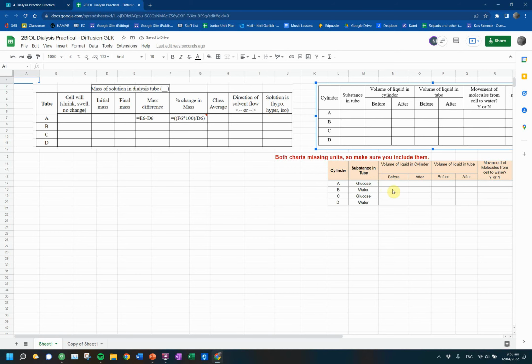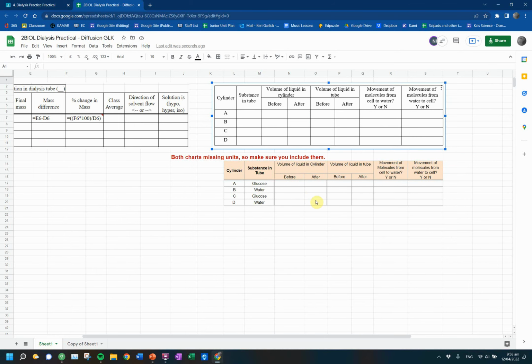Now, the good news is we have provided one of the tables for you. So Ms. Quigley has made one of these tables so you can easily already start entering, 50 mils we start with, and then what does it change to? Does it go up or down? Are you okay with that so far?